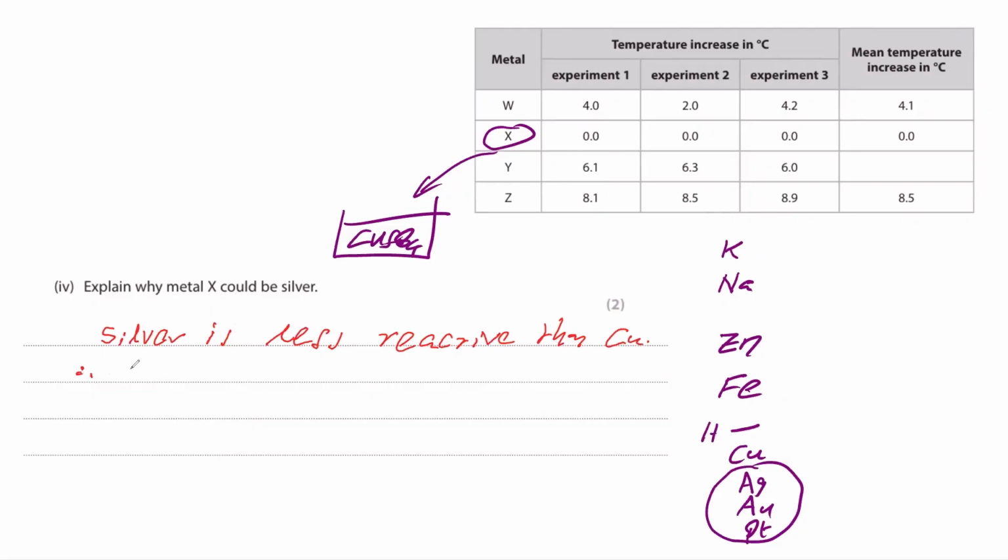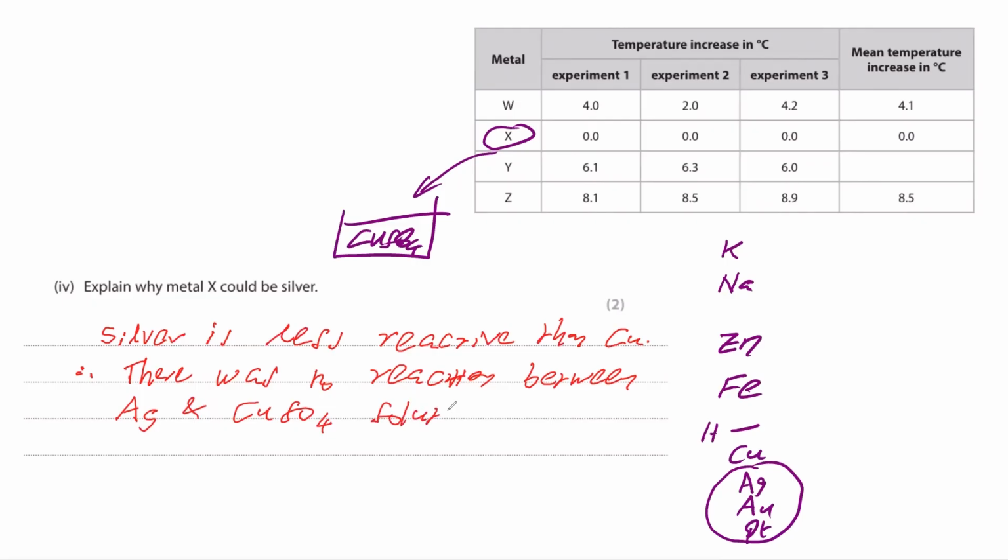Therefore, there was no reaction between silver and copper sulfate solution. That's the reason. So silver is less reactive, therefore there was no reaction between them.